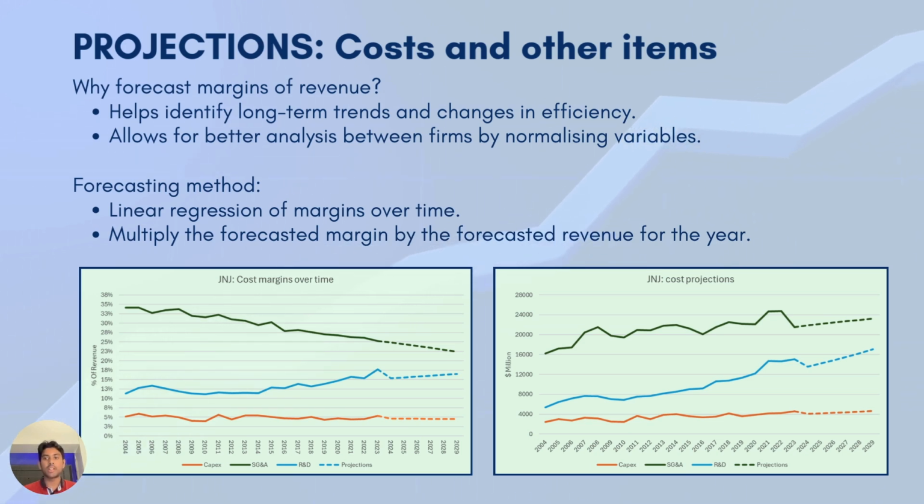For costs and other items, we decided to forecast their margins of revenue to identify long-term trends and changes in efficiency. Normalizing each variable allowed us to better compare the performance of firms. Our forecasting method consisted of two steps. We performed a linear regression of the margins and then multiplied the results by the forecasted revenues to get the absolute values. Some of our forecasts can be seen in the graphs below. The graph on the left shows the forecast for the margins, while that on the right shows the absolute values.